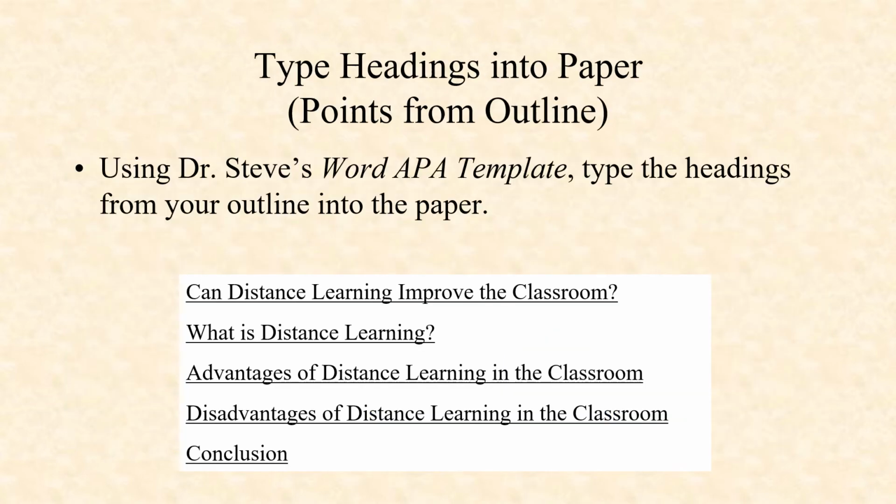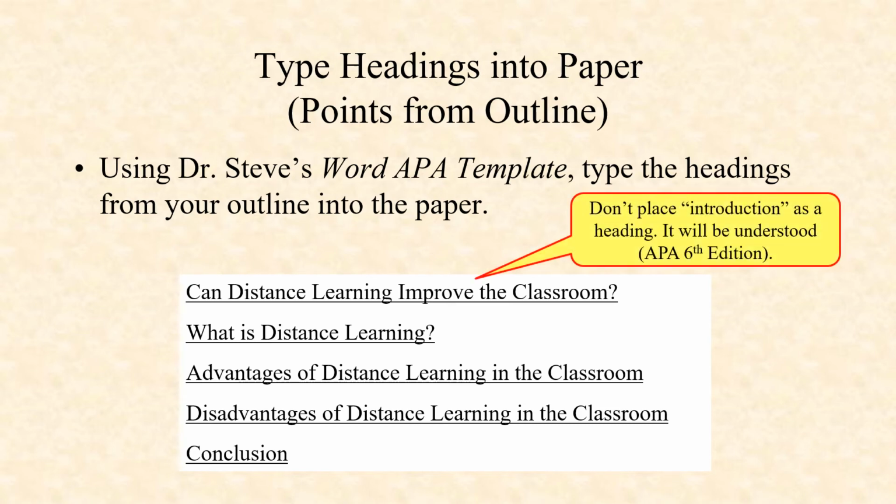Now that you have all of your notes typed into word processing, now it's time to open up a second document, and that would be Dr. Steve's Word APA template. The very first step we're going to do in that template is type the headings from your outline into this template. So notice that these are all the outline points that I came up with, but the word introduction is not appearing up there. But I know the very first outline point and section heading should be introduction.